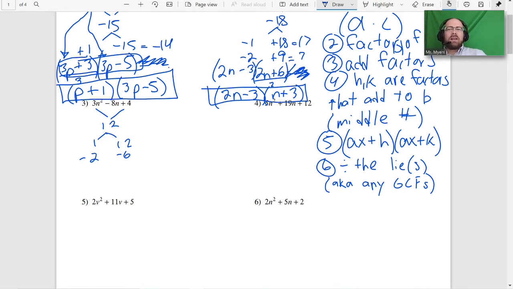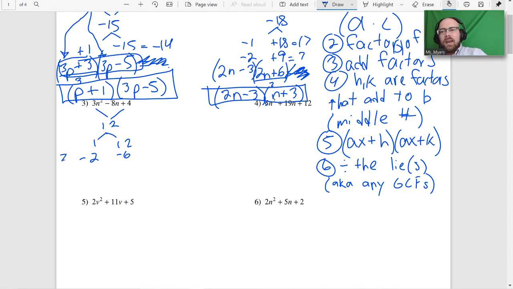So what I'm doing here is, as I'm starting to consolidate the steps, I'm actually adding the factors as I get the factors. So I get the factors, I add them up, and I see if I get the middle number, and then I stop once I get the factors I need to get. Right? So that's a little bit of consolidation there.